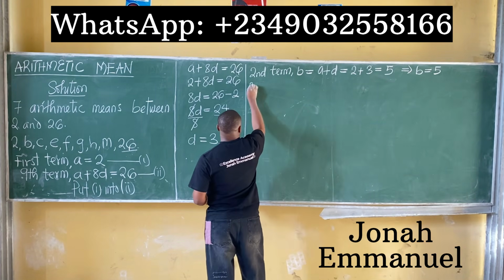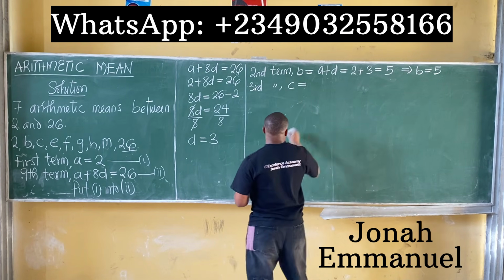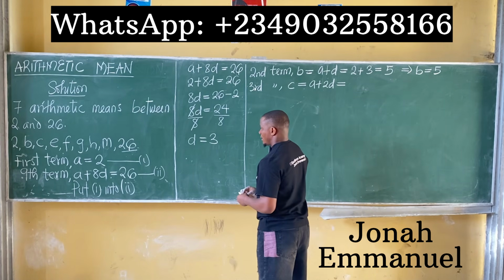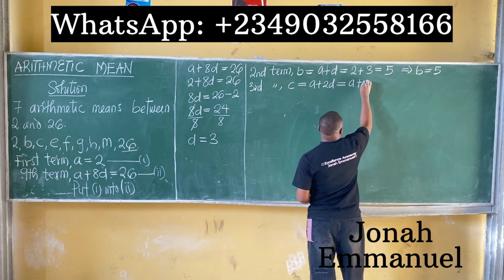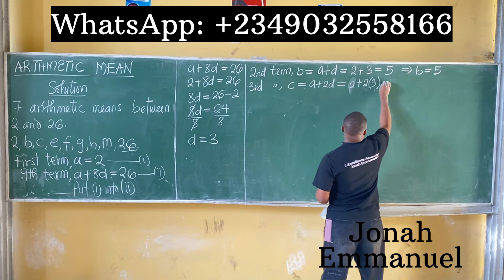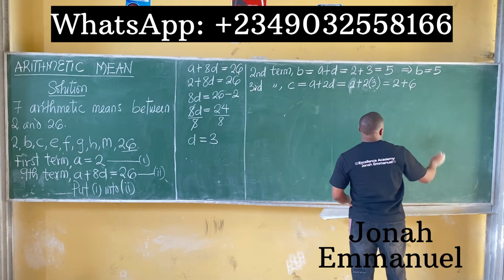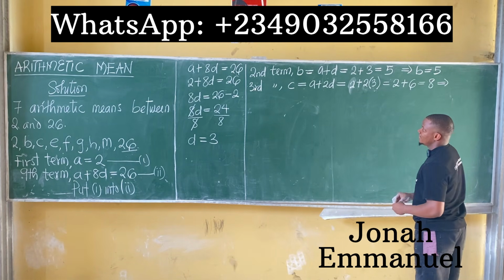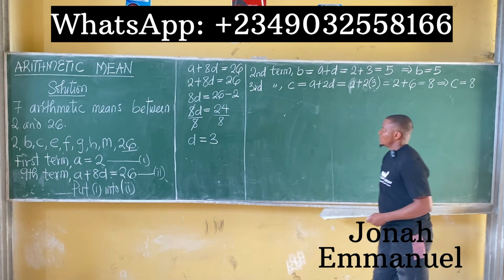Let's get the third term. The third term there is C. C is A plus 2D. A plus 2D is the nth term for the third term of an AP. That becomes A plus 2 times D. D is 3. The value of A is 2. That's equal to 2 plus 2 times 3 is 6. 2 plus 6 is 8. So we have that C is equal to 8.